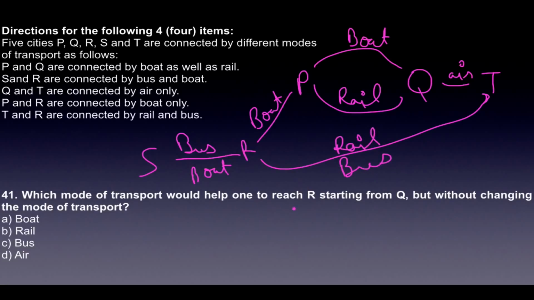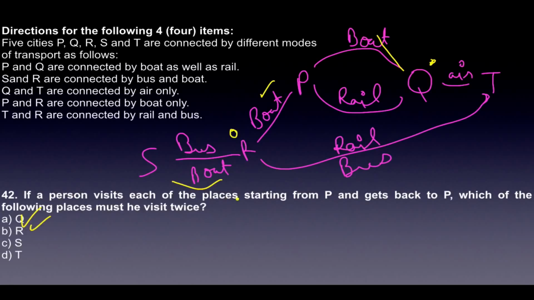Which mode of transport would help one to reach R? Where is R? Here is our R, starting from Q, but without changing the mode of transport. From boat you can go to boat, and you can reach wherever you want to go till R. So the answer is boat. Very simple.